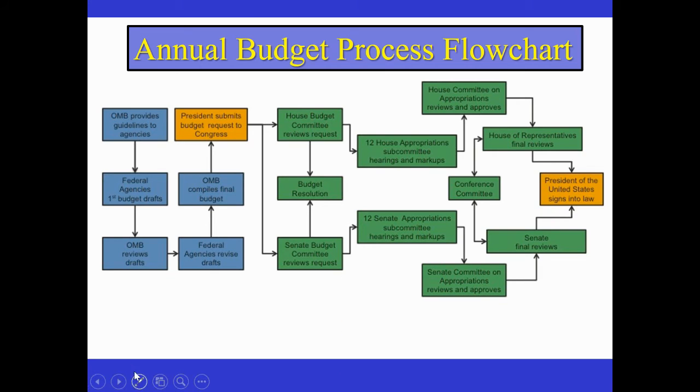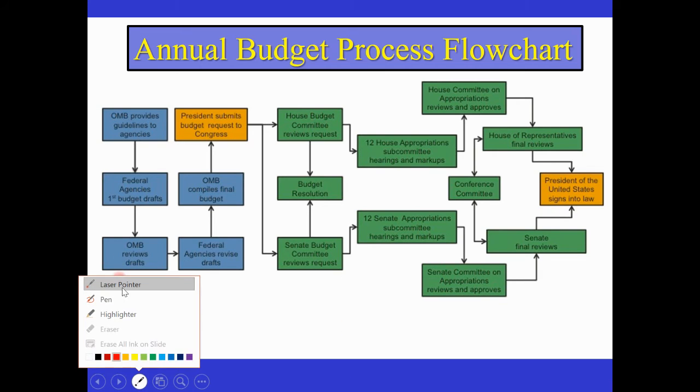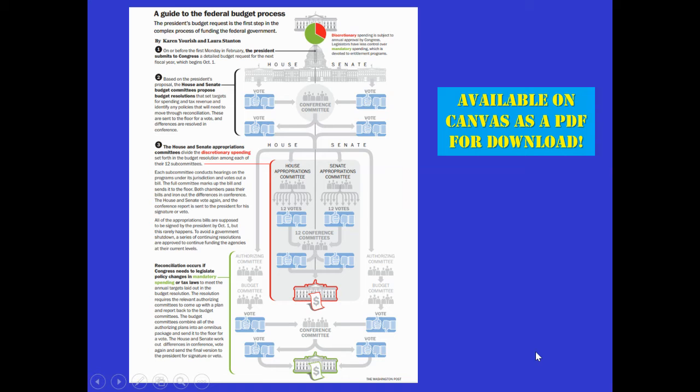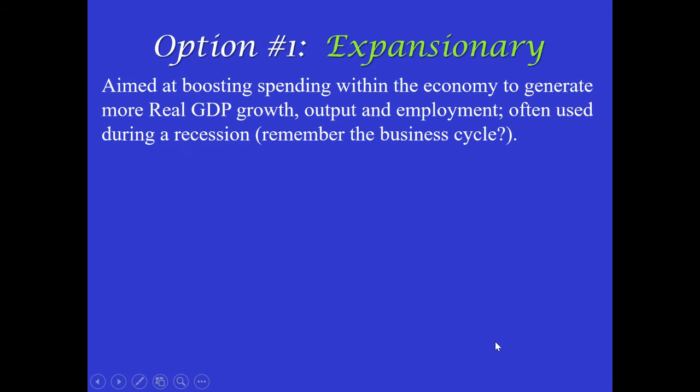I've also uploaded a document that I just recently found that might be helpful, and it's on Canvas as a download for you to PDF. It narrates this a little bit better and shows you how we go from the executive branch all the way to the finished approved spending plan for the year. So if you're interested, you have access to this document too.